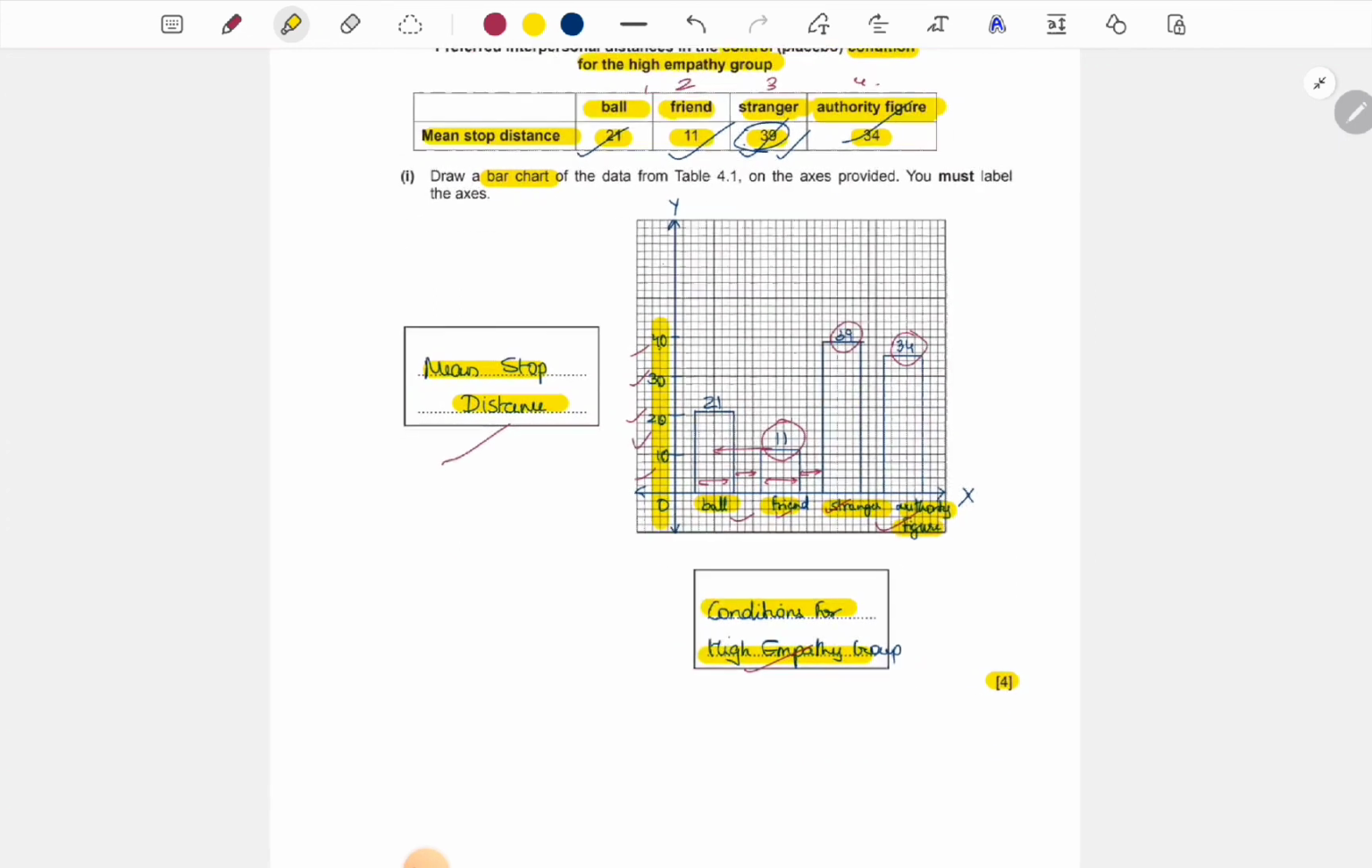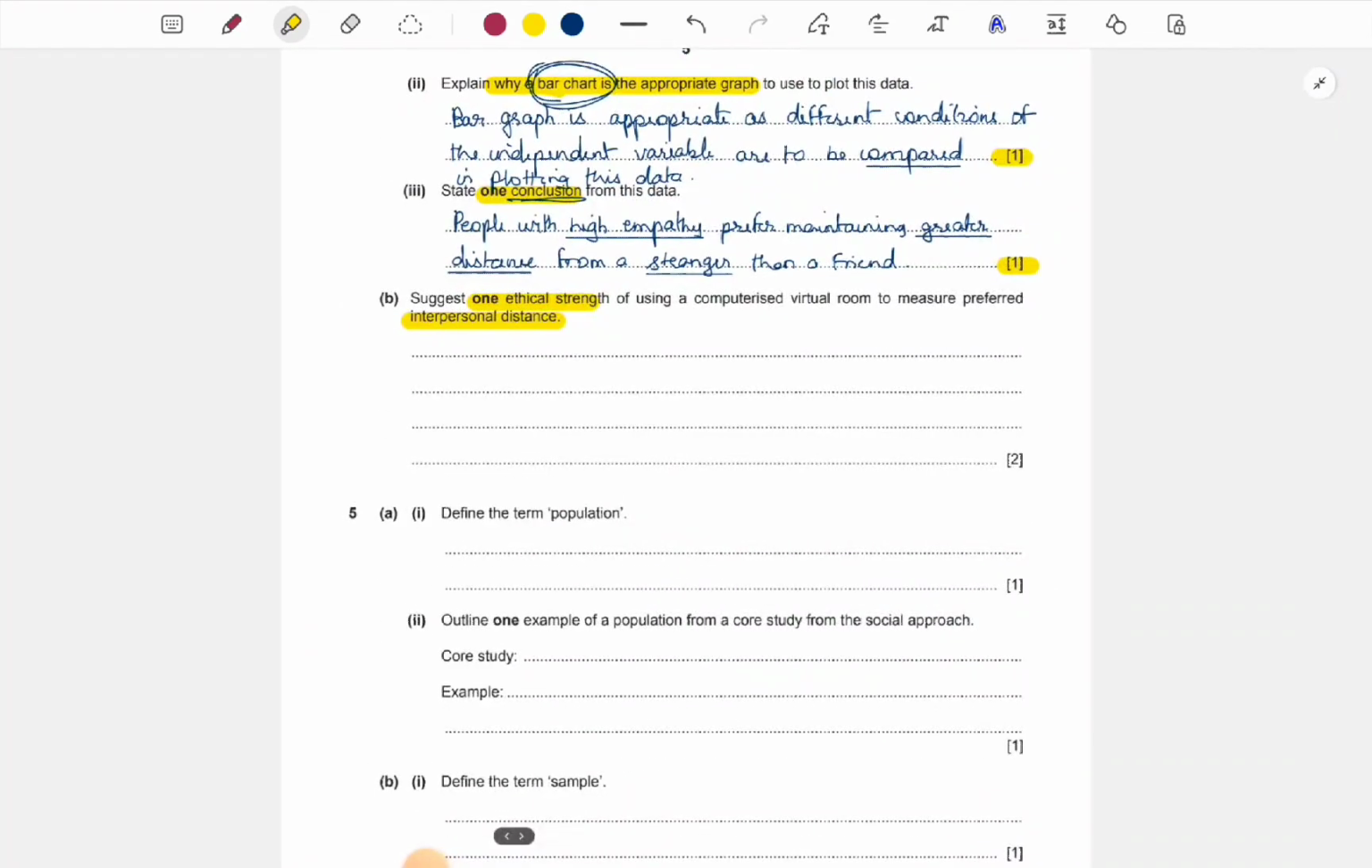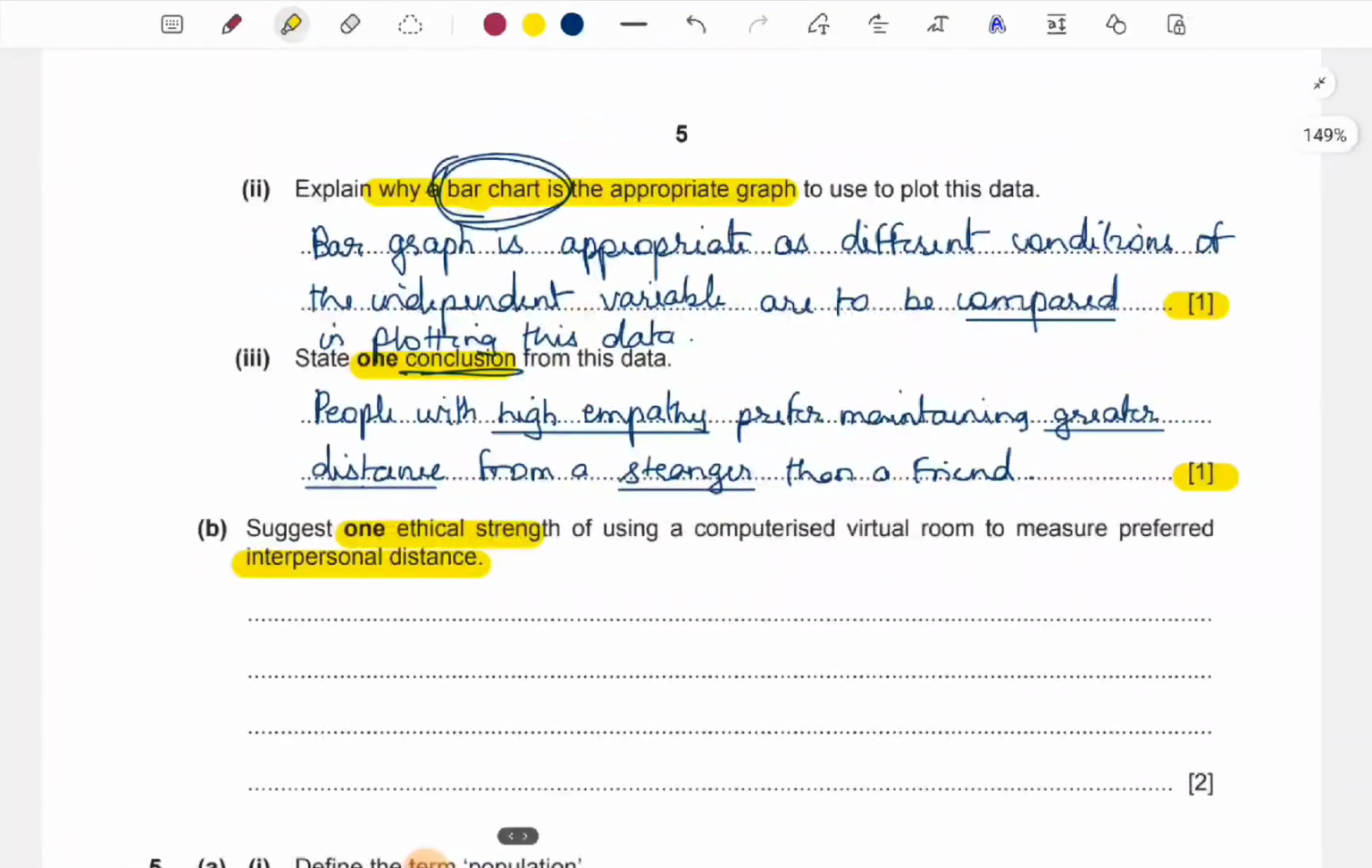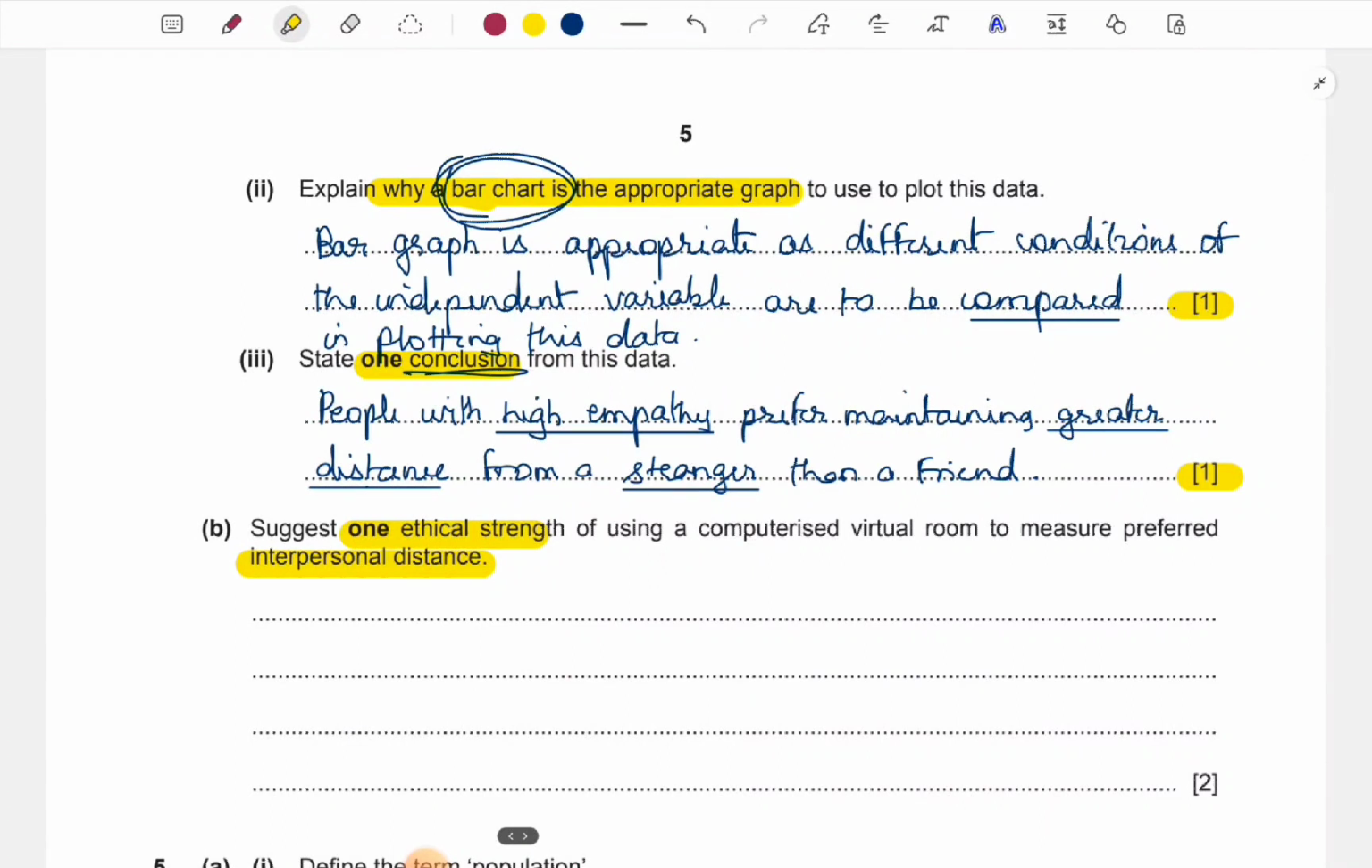One more question, in fact, I had answered before the application crashed, and by the time I realized that question is why the bar graph is appropriate graph to plot this data. So you can see the answer is already written.